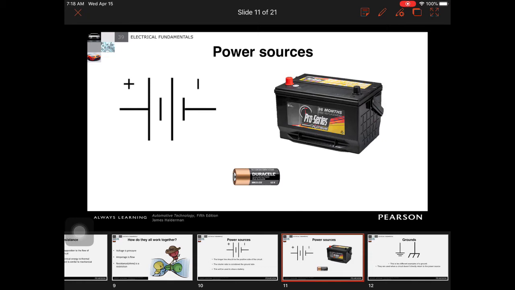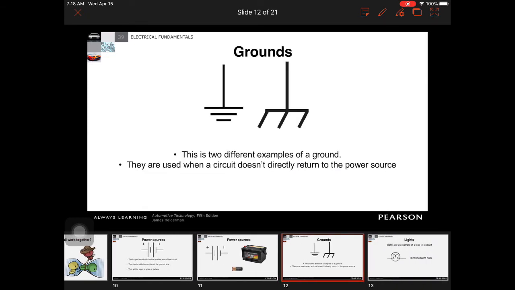Okay, the second thing we're going to see is grounds. So grounds have two different symbols, either look like this or like this, and there are some differences between them, but long story short, they kind of get used interchangeably. So if you see a ground, for our purposes, a ground is a ground. So there are two different examples, and they are used when a circuit doesn't directly return to the power source.